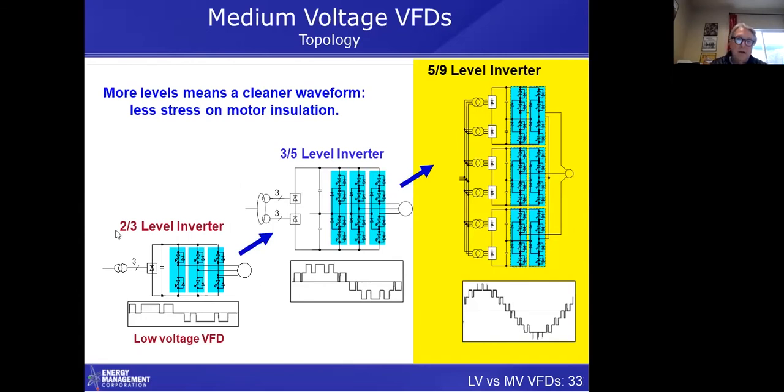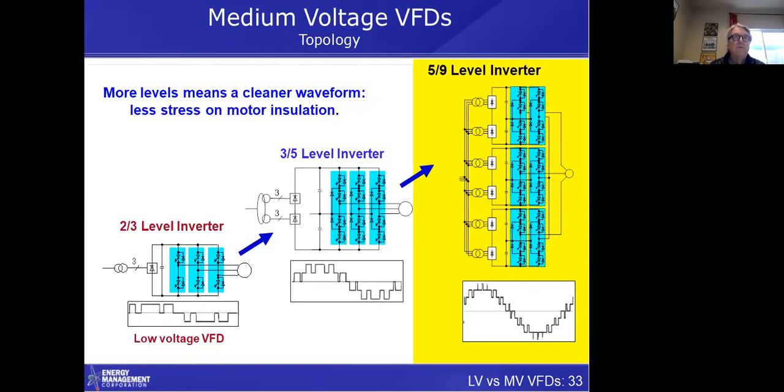Down here is our 2/3 level inverter. Now in the industry, that's called a 2-level inverter, but I'm trying to be specific by calling it a 2/3. So you'll notice down here, if you go from 0 to peak, that's 2 levels. 0 is 1 level, the peak value is another level, so that's a 2 level. If you want to go peak to peak, then you'll notice that it has 3 levels, 1, 2, and 3. So we'll call that a 2-level inverter.